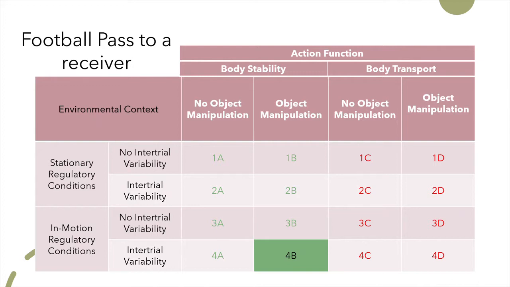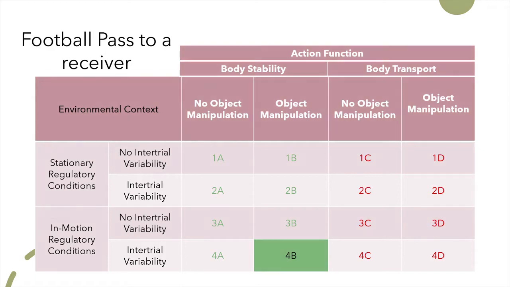A pass in football would be considered 4B on the Gentile's taxonomy chart. Because the subject is moving, the skill would be under body stability. Because there is an object that is being thrown, the skill falls under object manipulation. And because of the in-motion variability of the skill, the final classification of passing a football to a receiver is 4B.